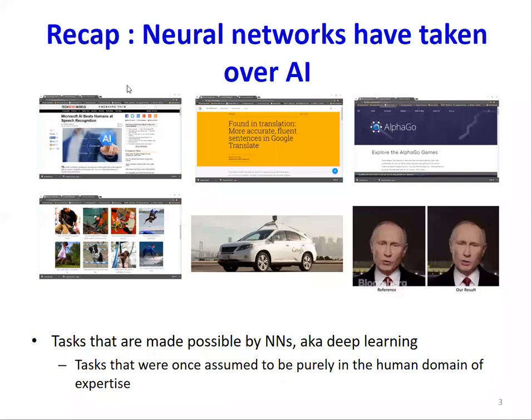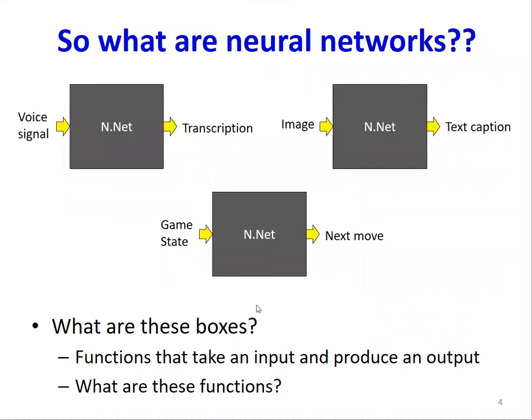Neural networks have taken over all kinds of tasks in AI. They can do fancy things like recognize speech, caption images, play games, translate languages, generate, even hallucinate, drive cars. These were tasks that were assumed once to be purely in the human domain of expertise, and these days, neural networks can do that. So what are these neural networks? They're just functions. They're boxes which take in some input, like a voice signal, and produce an output, like a transcription.